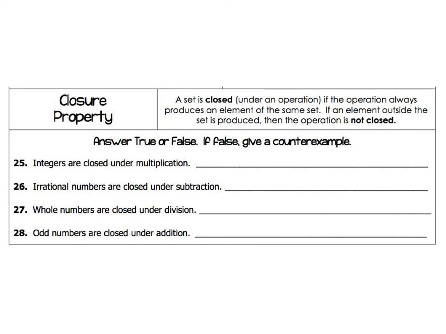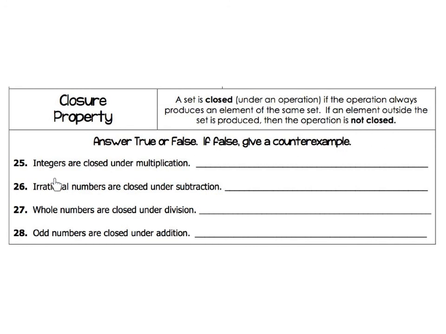All right, our final property is the closure property. So the closure property states that a set is closed, and we say closed under an operation, if the operation always produces an element of the same set. So if it's closed under addition, that means a rational number produces a rational number. All right, the same set. If an element outside the set is produced, then the operation is not closed.